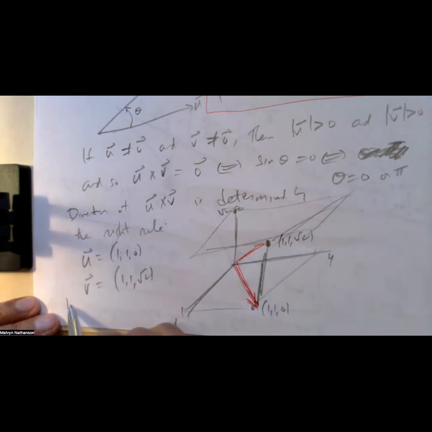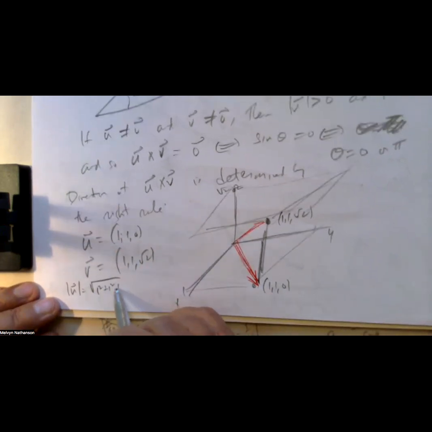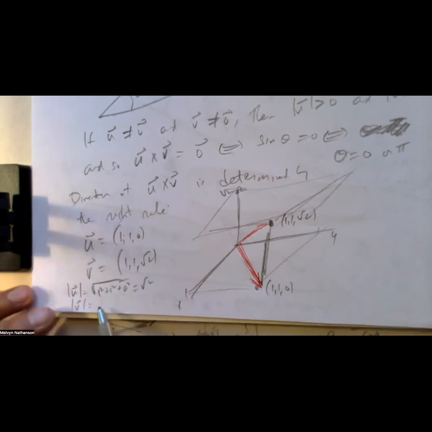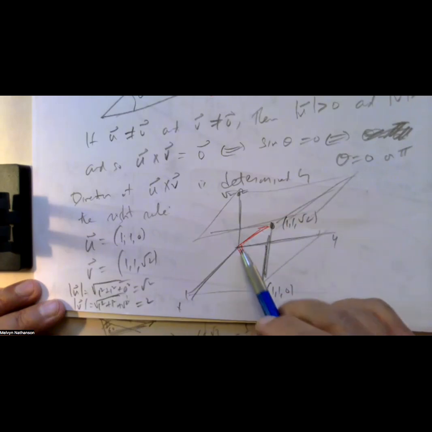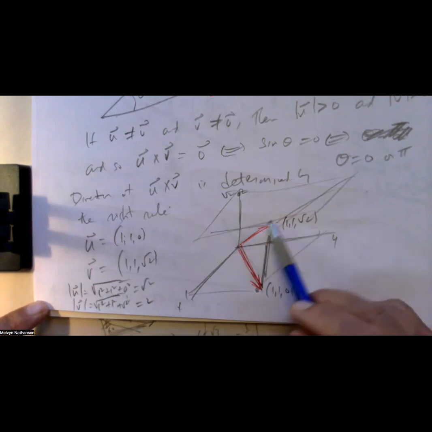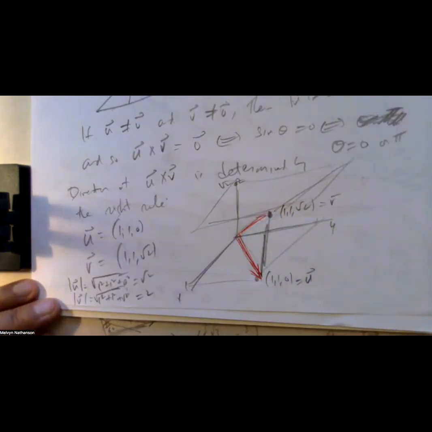What is the length of u? The length of u is the square root of 1 squared plus 1 squared plus 0 squared, which is the square root of 2. The length of v is the square root of 1 squared plus 1 squared plus root 2 squared. That's 1 plus 1 plus 2 is 4, so the length is 2.